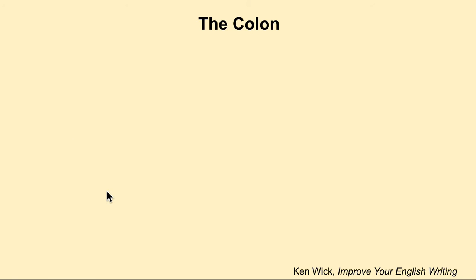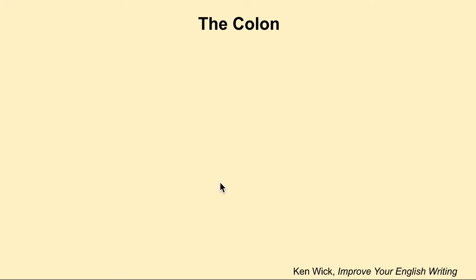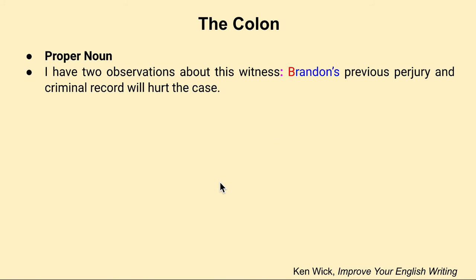So let's look at some examples. A proper noun. We all know a proper noun is always capitalized, so this rule is a little redundant. So you would capitalize a proper noun anyway, so you almost don't need number 1, but just for clarity, I put it in there. So proper noun, here's one. I have 2 observations about this witness: Brandon's previous perjury and criminal record will hurt the case. So Brandon is a proper noun. We'd capitalize it anyways, but anytime you have a proper noun, you would capitalize it after a colon.